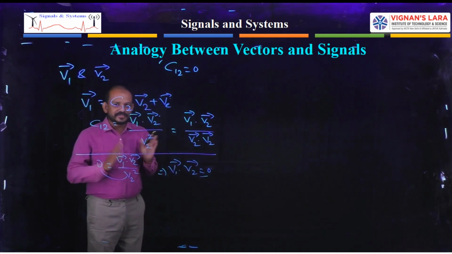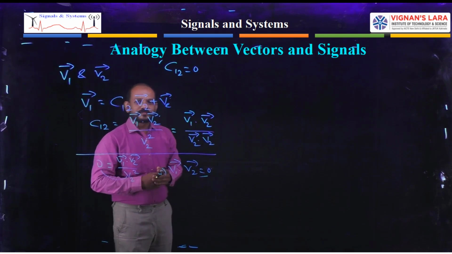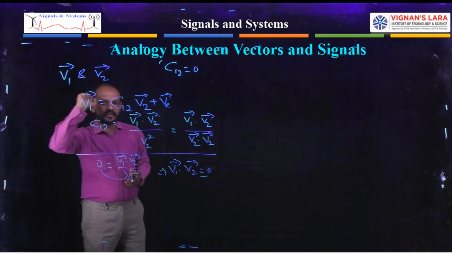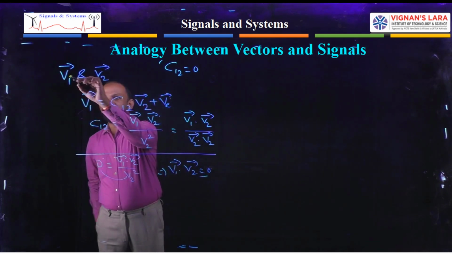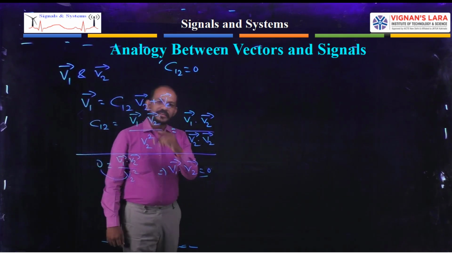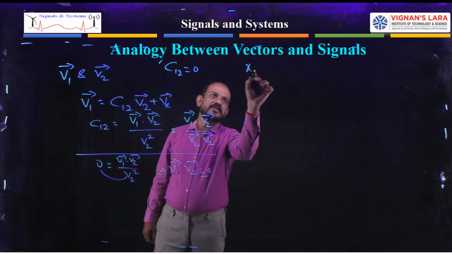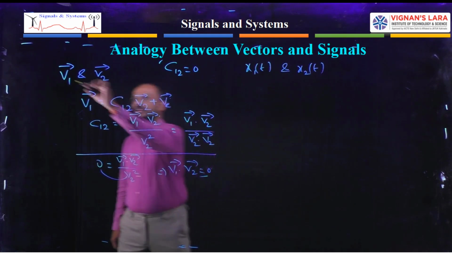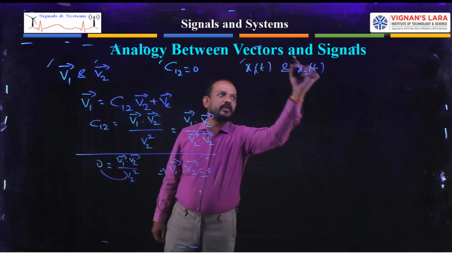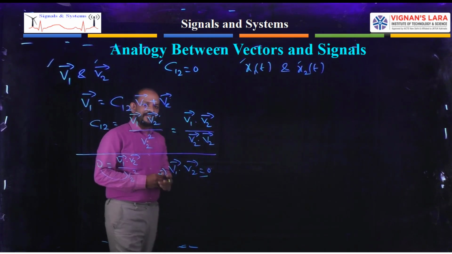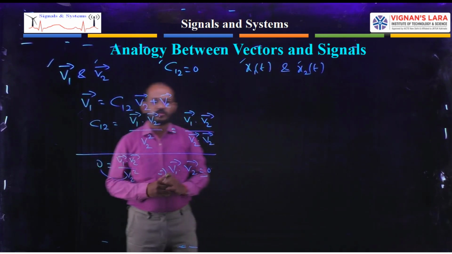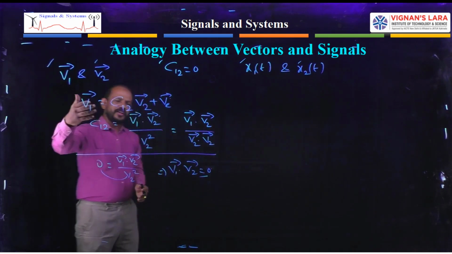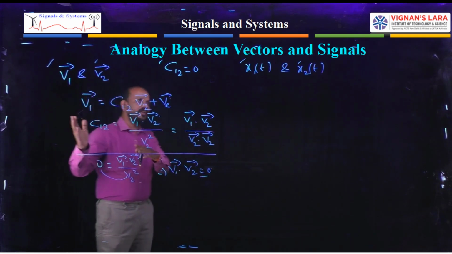Now coming down to the signals. I will explain the concept of signals with the help of the concept that I explained for vectors. Here I represented one vector in terms of another vector. In the same way, there are two signals: the first one is x1 of t and the second one is x2 of t. Here the vectors are v1 bar and v2 bar; here the signals are x1 of t and x2 of t. Now I want to represent x1 of t in terms of x2 of t. In the same way that I represented vectors, I will represent the signals also.